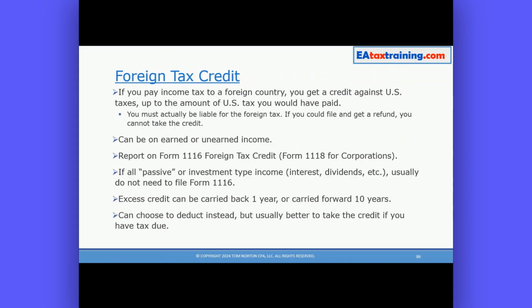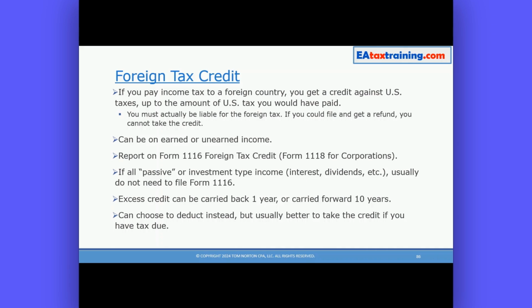Next is the foreign tax credit. We covered this in individual tax, but just a reminder, it applies to businesses as well. If you pay income tax to a foreign country, you can get a credit against your U.S. taxes for up to the amount of the United States tax that you would have had to pay. Can be earned or unearned income. It's reported on Form 1116.